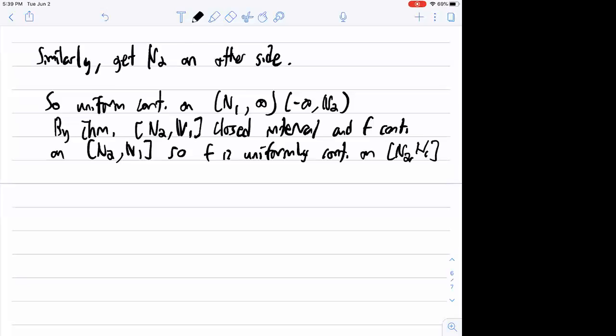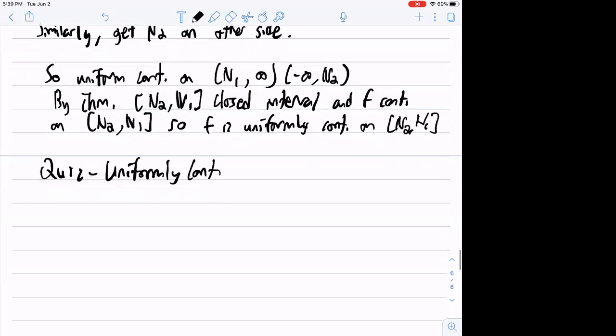Okay. So that's actually all I had for today. Let me just say, the quiz is on uniform continuity, right? You use whatever method. For the quiz, you can use the fact that if your derivative is bounded, it's uniformly continuous. Or you could just prove it by hand.